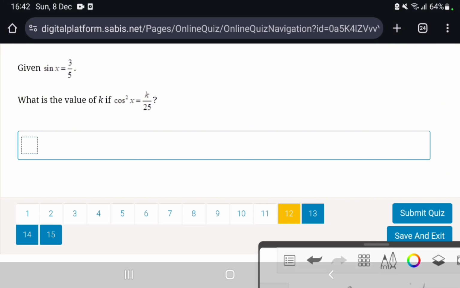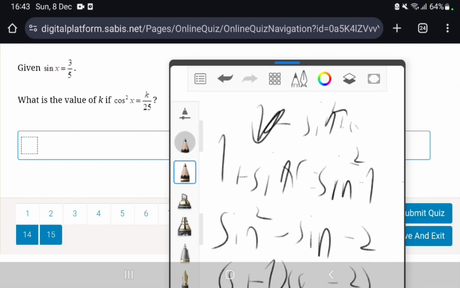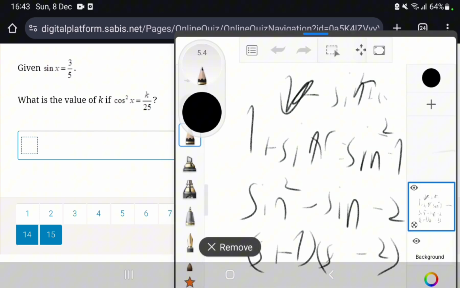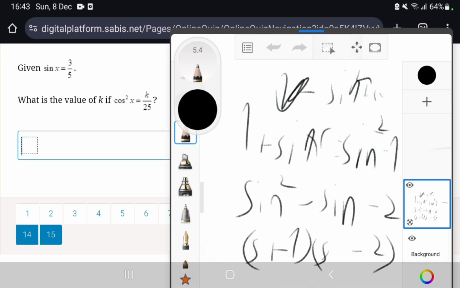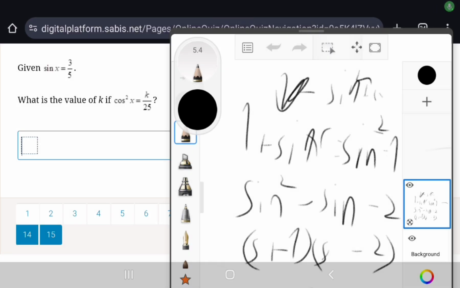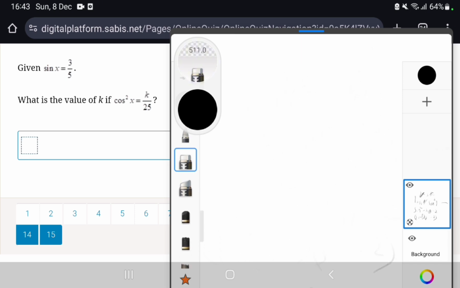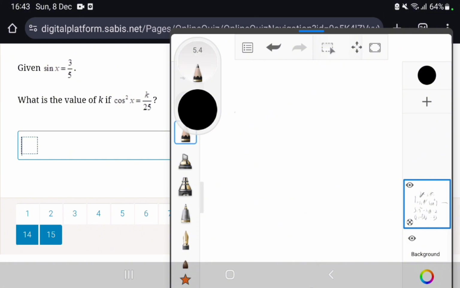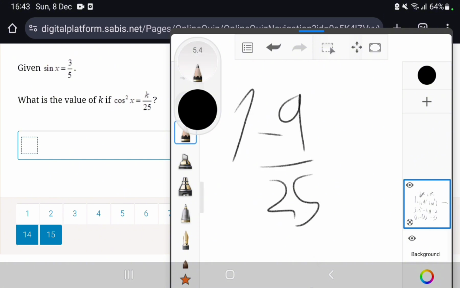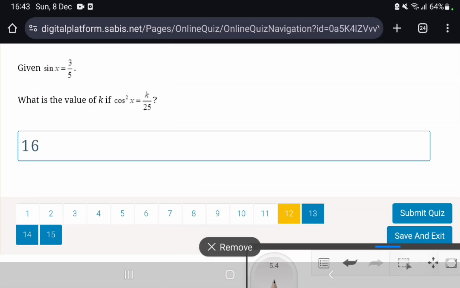Now for this one, as we said here, sine squared plus cosine squared equals 1, as we found last time. So it's going to be 1 minus 9 over 25, because we squared the sine entirely, so it's going to be 16. Number 13.